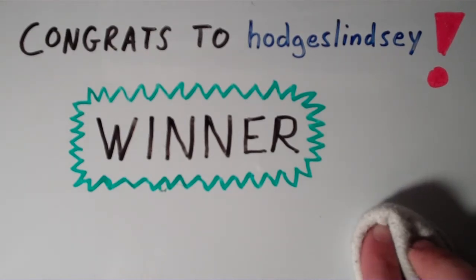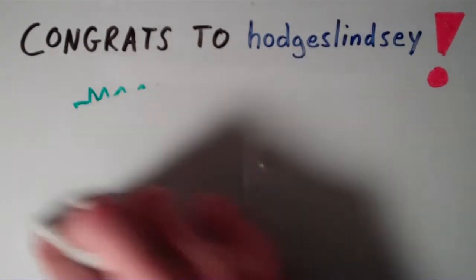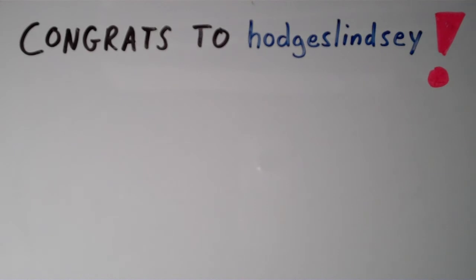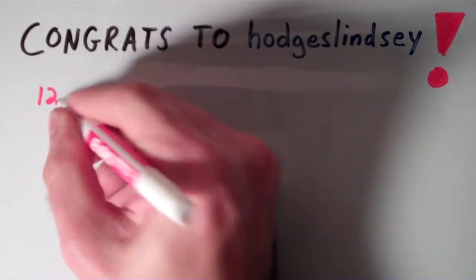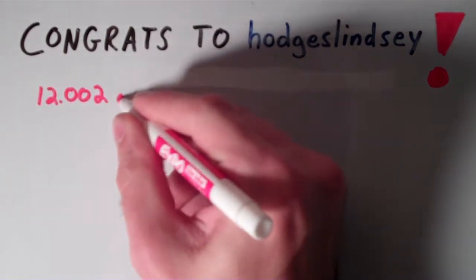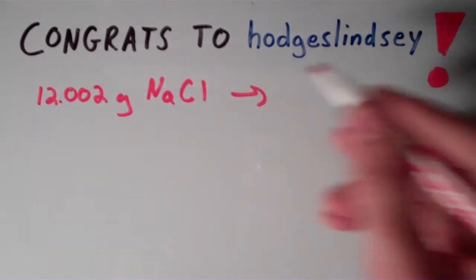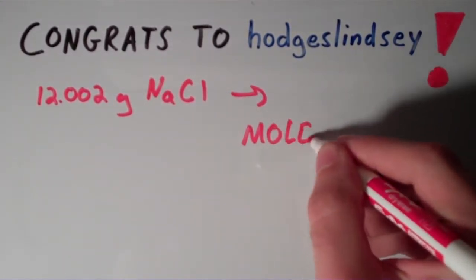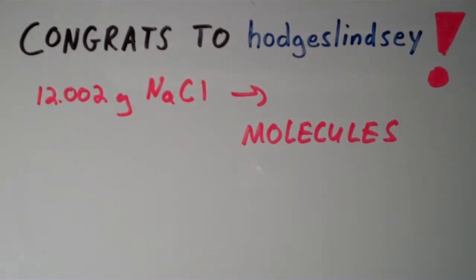So if you're wondering what the correct answer to the question is, let's consider the original question here. The question was, if I have 12.002 grams of sodium chloride, NaCl, how many molecules is this? And the correct answer to this question is 0.